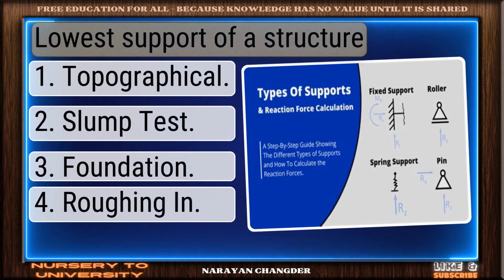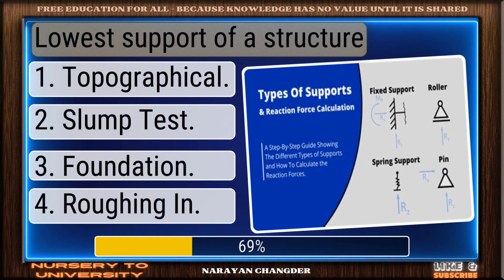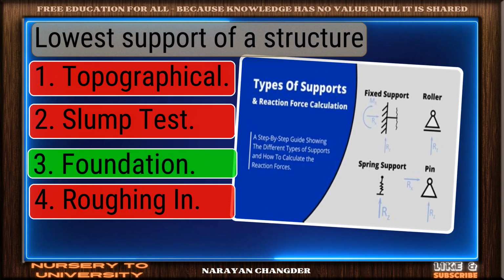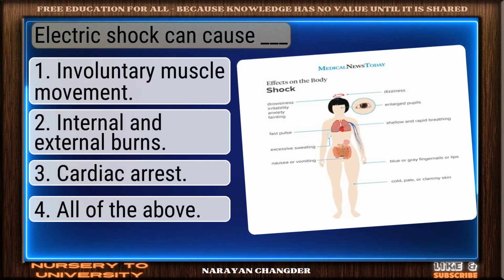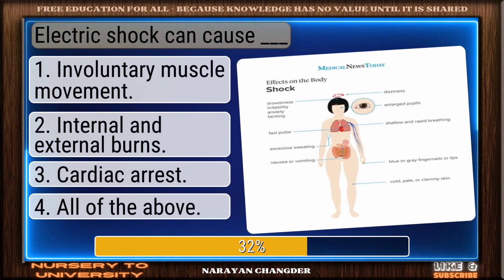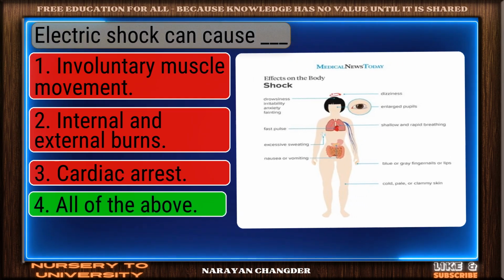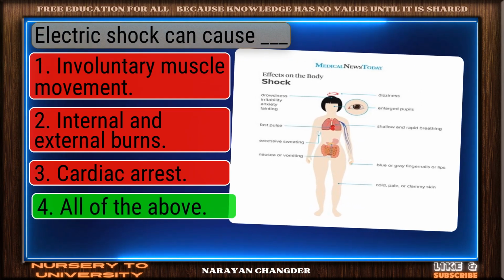Lowest support of a structure. Exactly. Foundation makes sense and it is the right choice. Electric shock can cause dash. Sharp thinking. All of the above is the right choice.